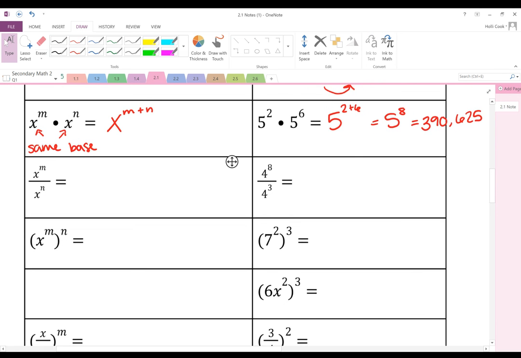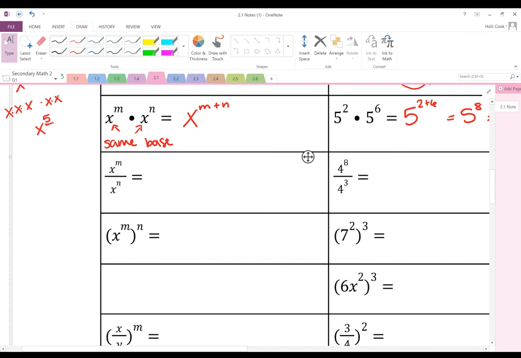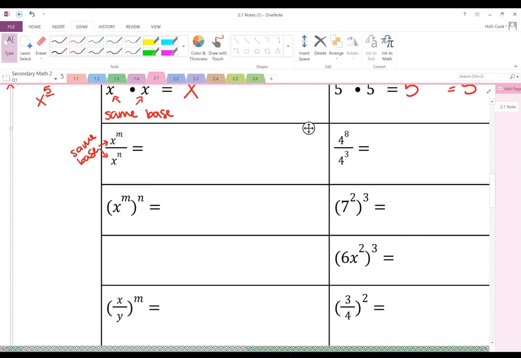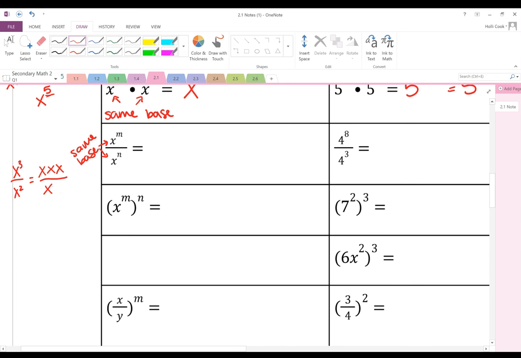All right, so let's look at this division one. Again, notice we have the same base on both of these. You have to have the same base for this to work. Let's look over here to the side again. Let's say we had x cubed over x squared this time. We know x cubed is x times x times x, and x squared is 2 x's on the bottom. x over x is just equal to 1, right? Anything divided by itself is 1. So these cancel out to be 1, and all we have left is just 1x.